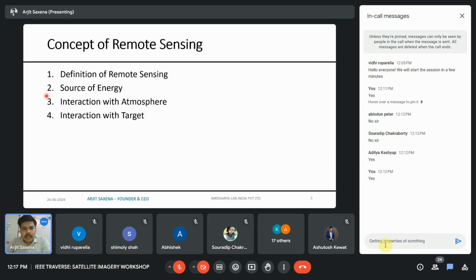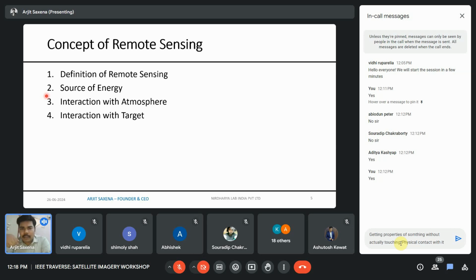Under this, we have four major components. First, the definition of remote sensing, which is really important. If you don't understand the definition of remote sensing, you cannot go further. Then the source of energy, from where we are getting the image. There is a saying that if there is nothing in the room, there is dark. Light is the only source of energy, and from the light only we are visualizing a picture, the image.